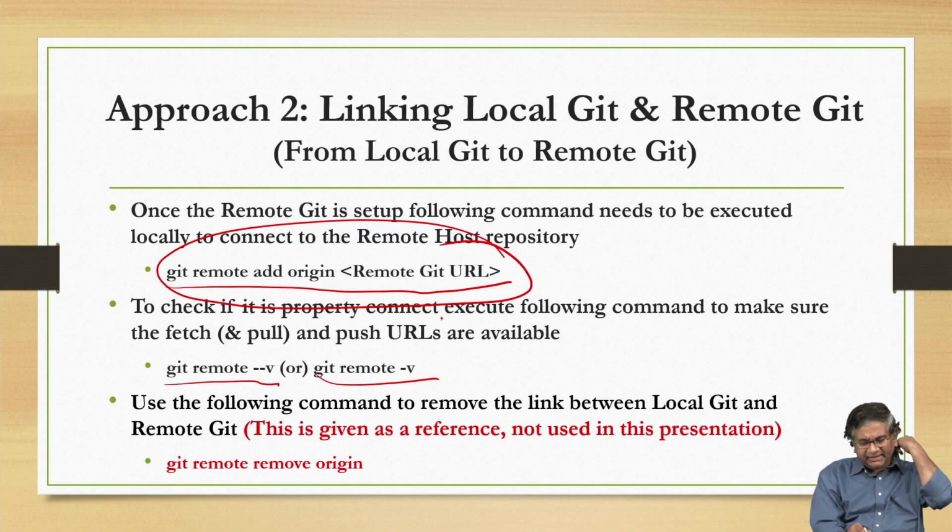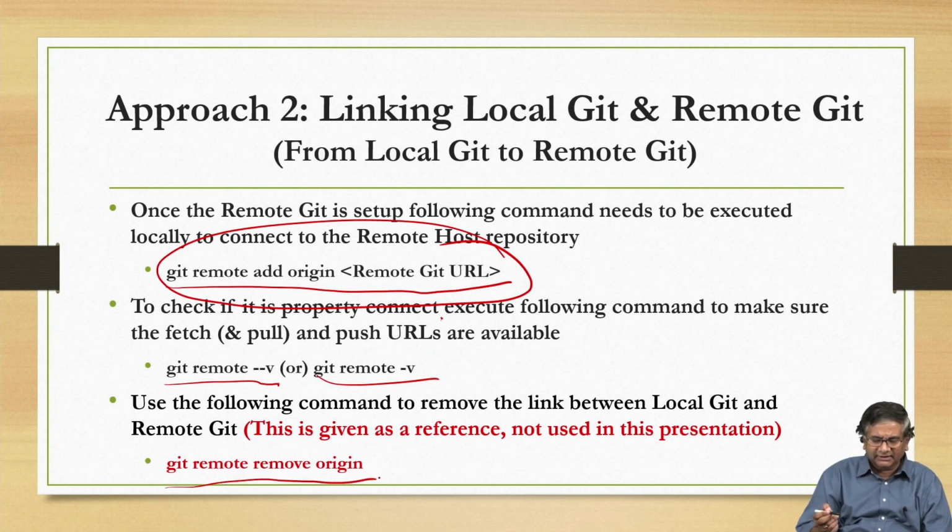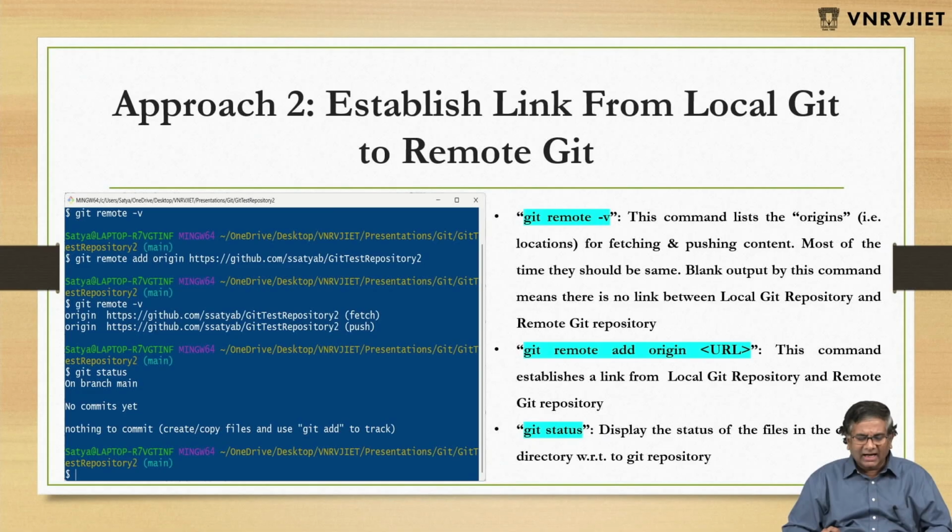And there is one more command, to remove. I haven't used this in the presentation, but when you want to remove the connection, you use git remote remove origin, right? So that's what you can use, but I haven't used this command in this presentation series. So once it is there, let's execute those commands.